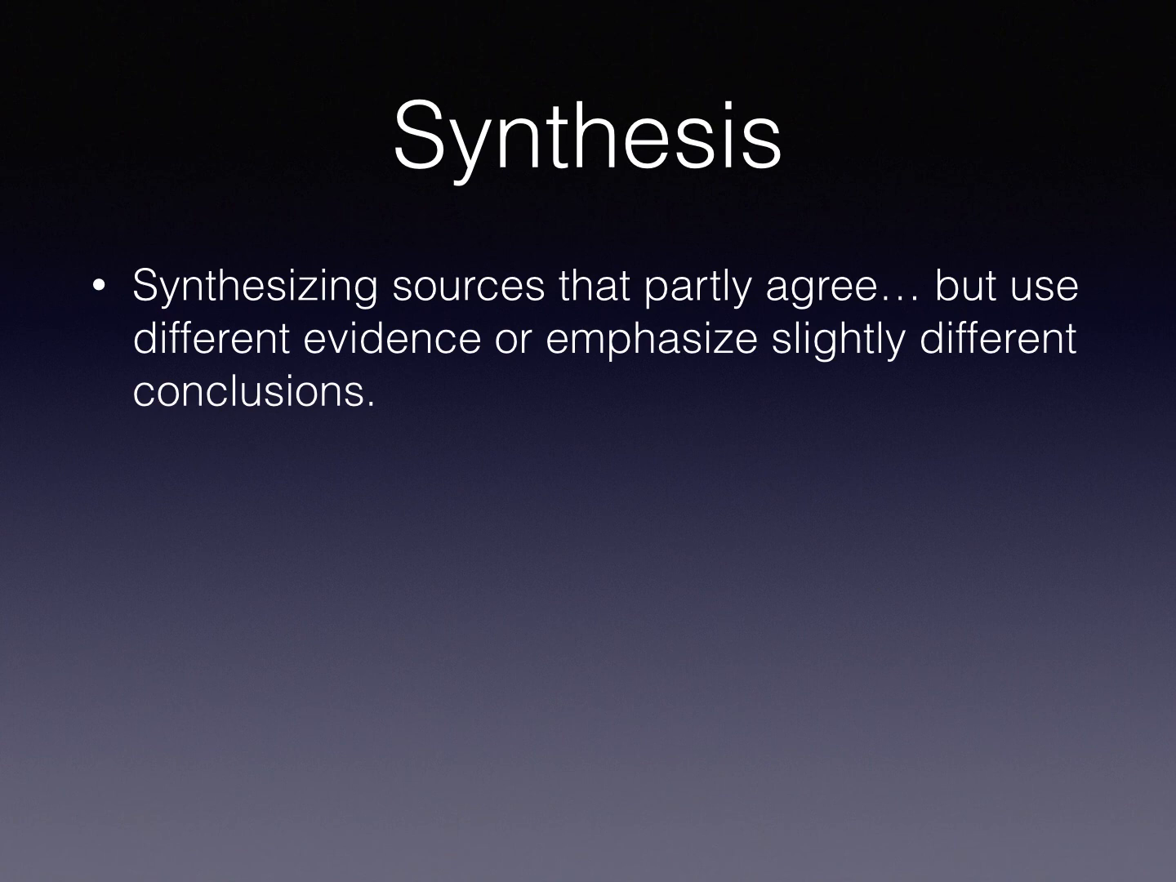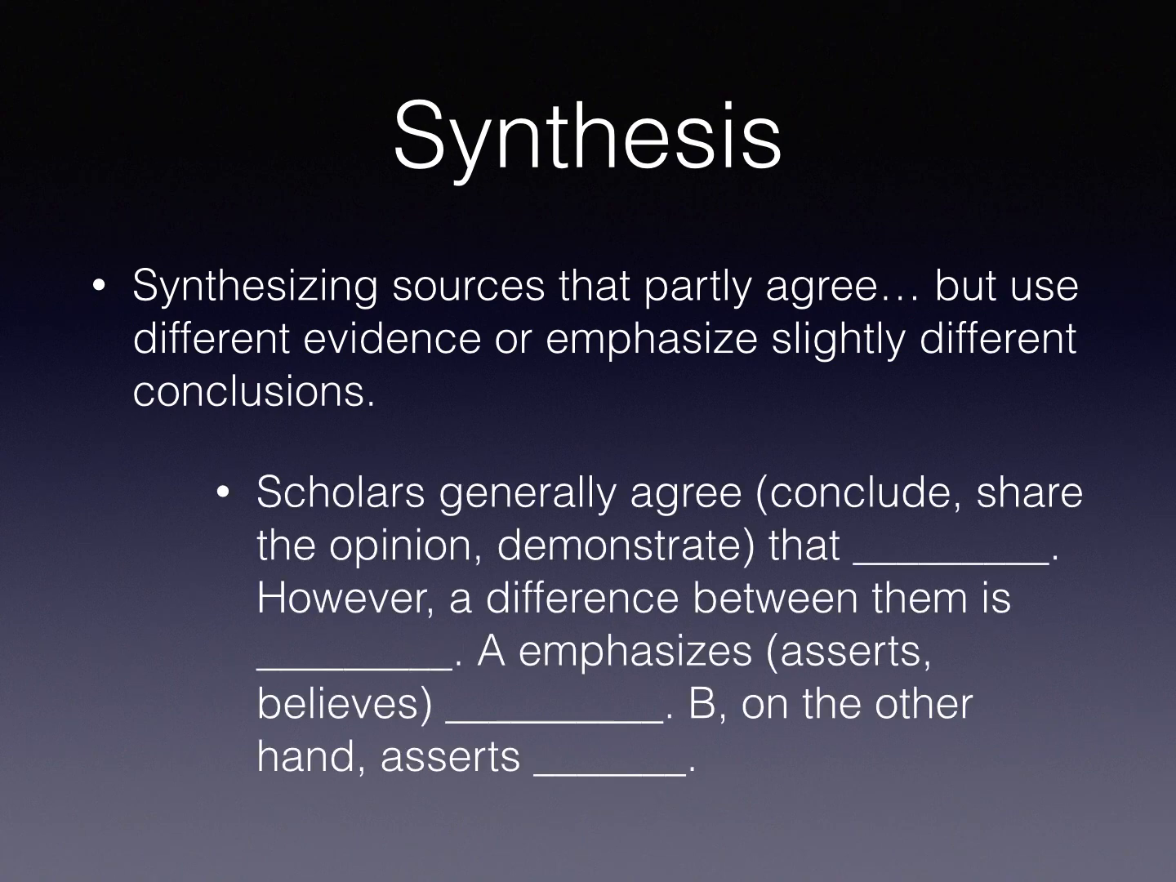You synthesize when they partly agree but use different evidence or emphasize slightly different conclusions. Scholars generally agree, conclude, share the opinion, demonstrate that something happens. However, a difference between them is something. A emphasizes, asserts, or believes this. B, on the other hand, asserts this.